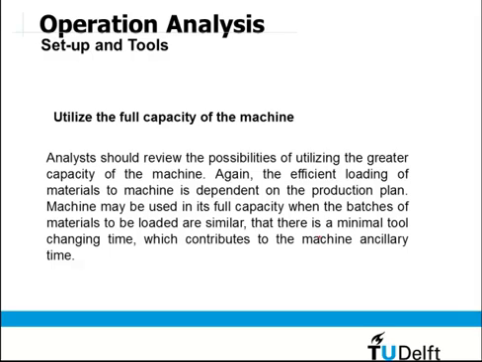A machine may be used at its full capacity when batches of materials to be loaded are similar. When the loaded batch of materials is similar, we will surely have the full capacity of the machines. But if the materials are different, there will be wasted time in changing materials and so on. So there is a minimal tool changing time. That means we don't use many tools to change these materials because the materials are similar, so we use the same tool, which contributes to the machine ancillary times.